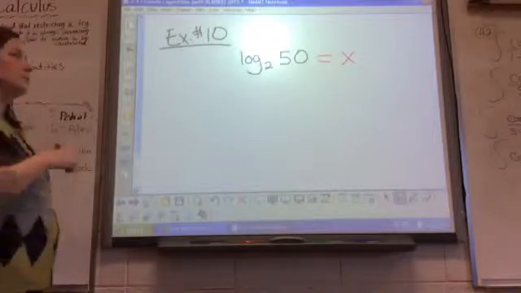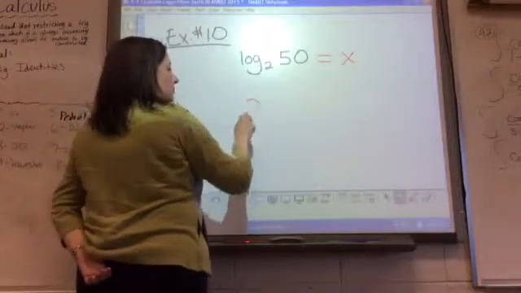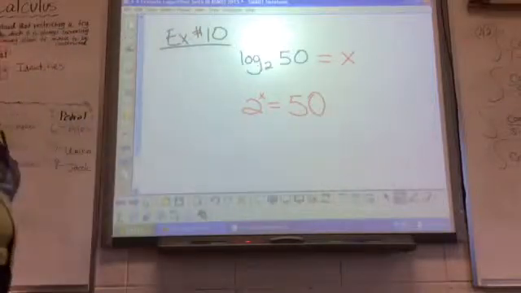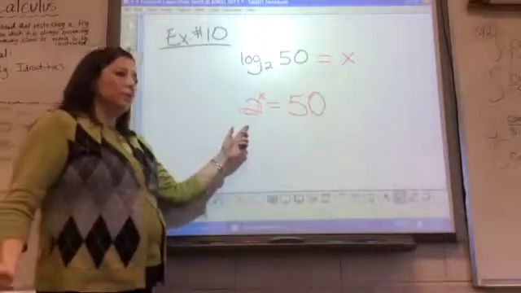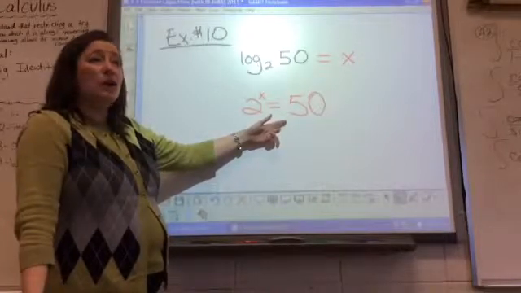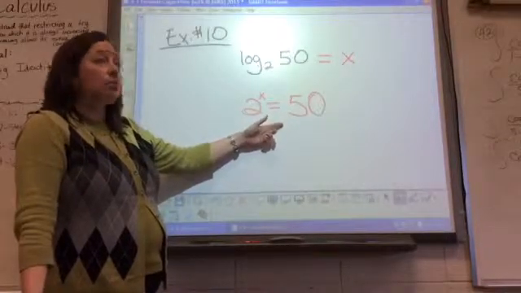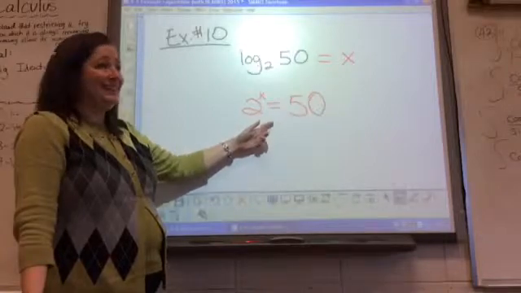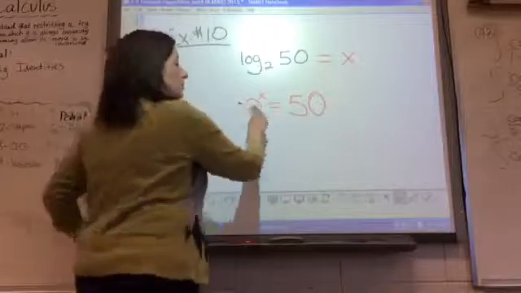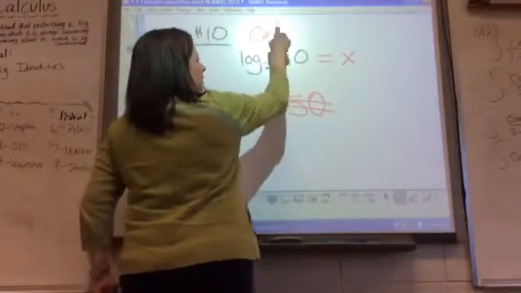So equals x. Let's rewrite. 2x. Good. All right. So here now we've got the case of 2 to the what's going to equal 50. If you know, because it's exponent. So if you play around with that, it doesn't come out to be a whole number. So let's go calculator.